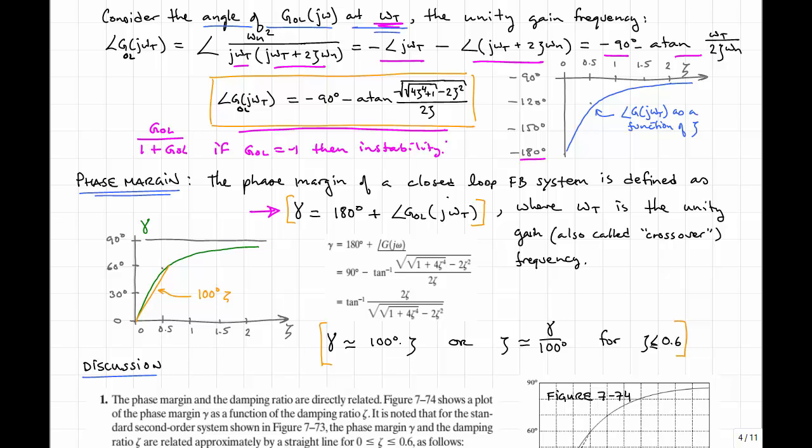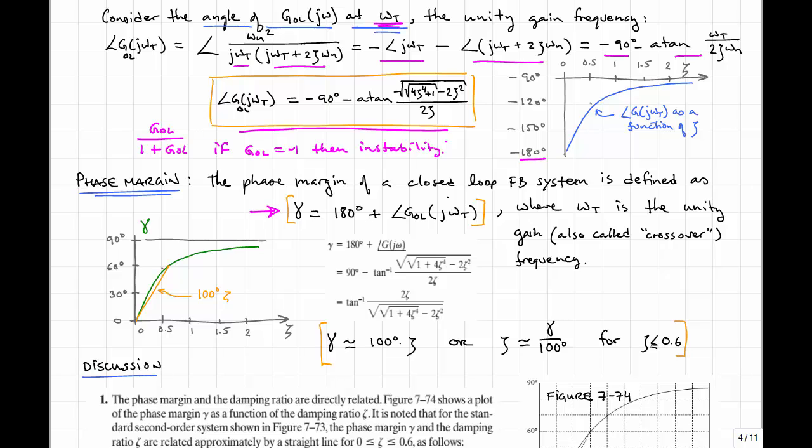Now any odd multiple of plus or minus 180 degrees would also do that, but we're going to focus here on the -180 because that's the first one we're going to encounter as we add more and more phase lag to our system. Now note that by definition omega t is the frequency at which the gain magnitude is 1. So we've already met our magnitude condition for an unstable system.